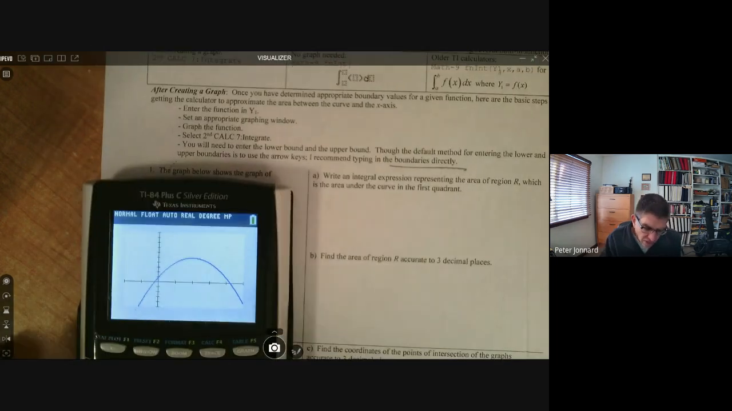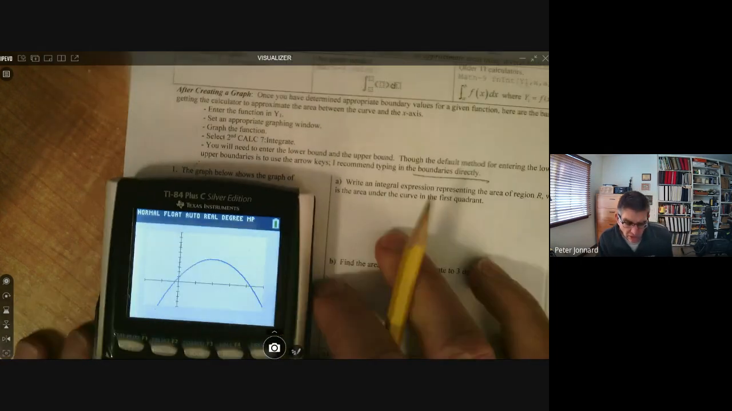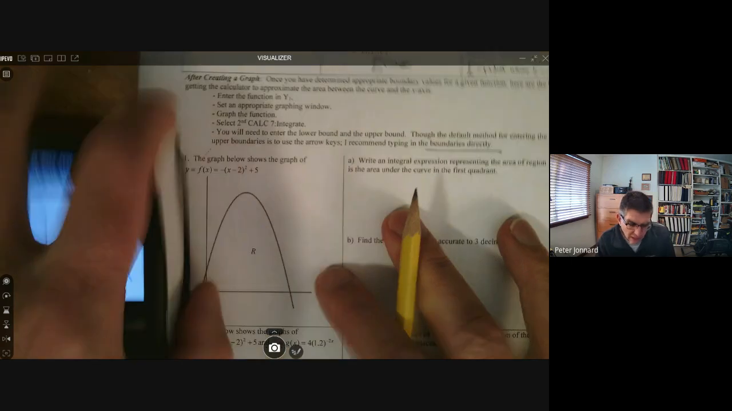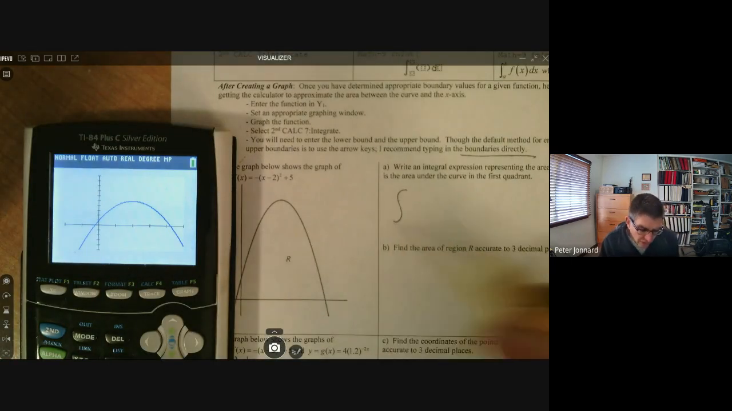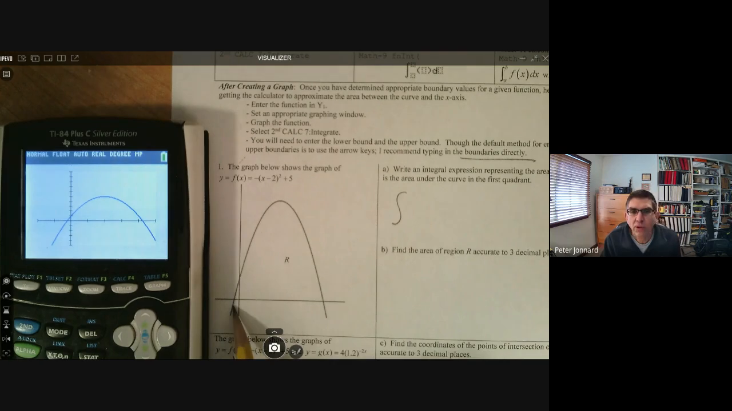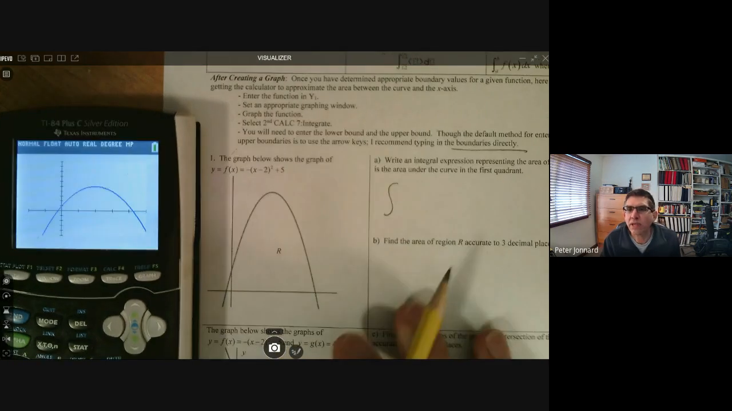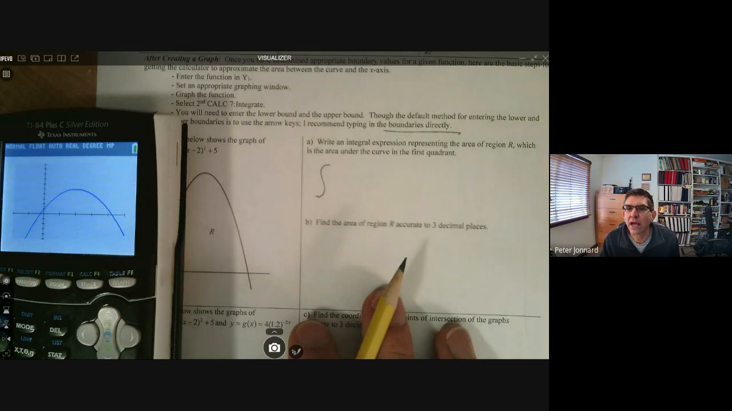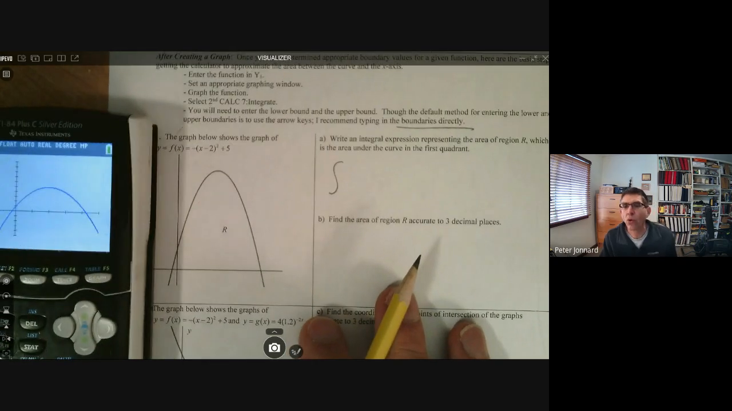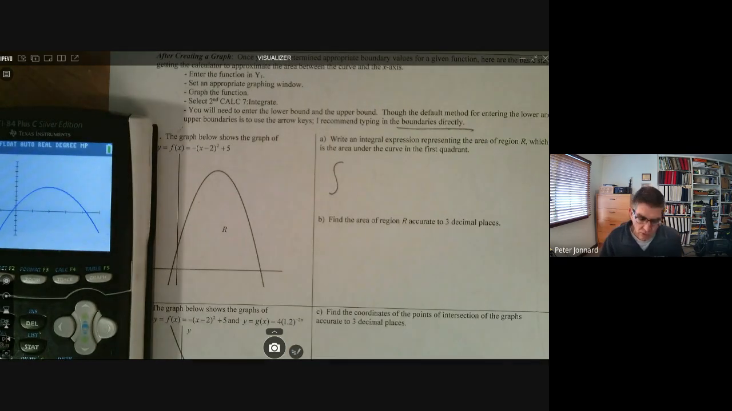And so what it wants me to do is write an integral expression representing the area of this thing, which is the area under the curve. And so I'm going to integrate this thing from, well, I have to evaluate where this is. Okay, it tells me that area R is the area under the curve in the first quadrant. So that's important to pay attention to.